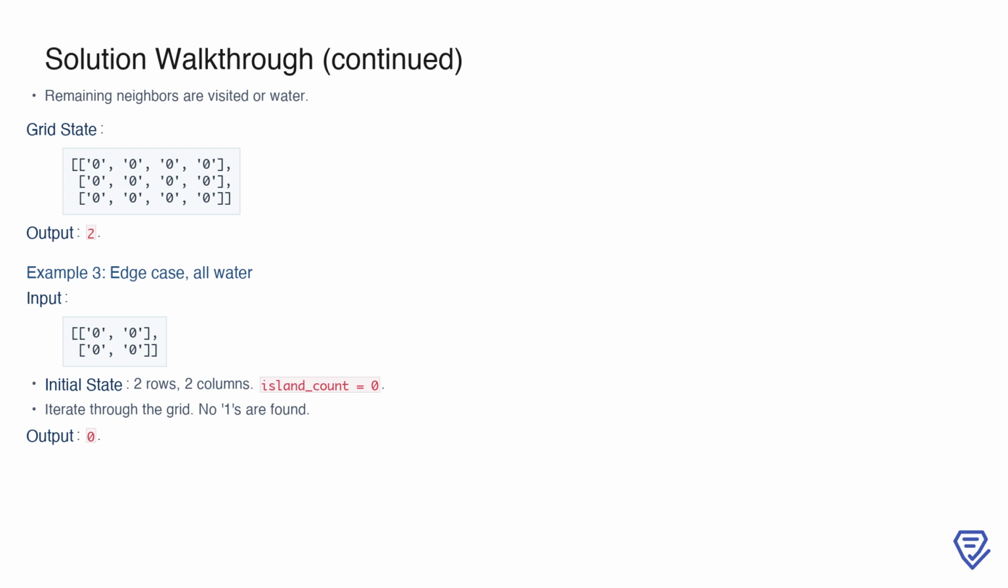Finally, consider an edge case where the grid contains only water. In this case, the input is a 2x2 grid of all zeros. Since there are no ones in the grid, no islands are found during the iteration, and island_count remains 0. The output for this edge case is 0.